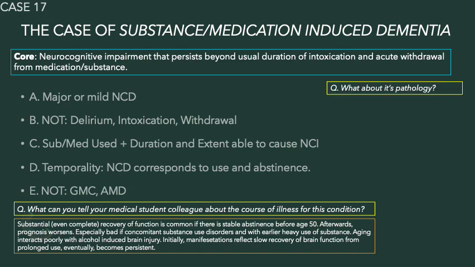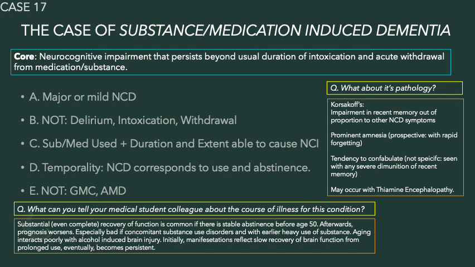And what about its pathology? More specifically for Korsakoff's, there is impairment in recent memory out of proportion to other neurocognitive symptoms, prominent amnesia. This is prospective with rapid forgetting. There's a tendency to confabulate. It's not specific. This can be seen with any severe diminution of recent memory and may occur alongside thiamine encephalopathy.